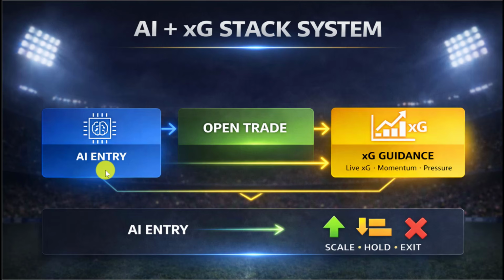We use AI to enter the market. We use AI to give us our opening trade, whether it's on the correct score market, the match odds market or the goal markets. We're going to be using AI to do all that research for us. We don't need to do the research ourselves anymore. We can use AI to do it. And then once we've got that, we open the trade. Once we're in the market, we're going to use XG to guide us. We're going to use the live XG, the momentum, the pressure, the shots on target, etc. So AI to enter the trade, XG to guide the trade.